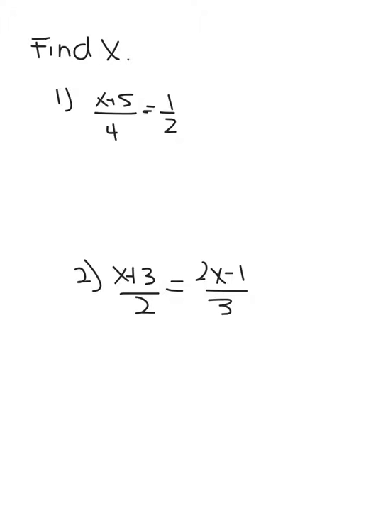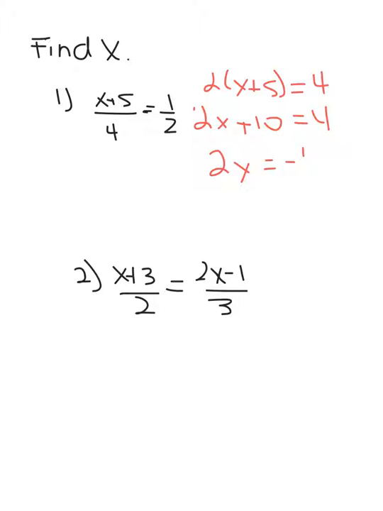Now we're going to use our means extremes property, or cross multiplying, to find the value of x. So in number 1, I'm going to take 2 times the quantity of x plus 5, is going to be equal to 4 times 1, which is 4. Now distribute that 2, so I get 2x plus 10 is going to be equal to 4. Now I'll get x by itself, so I have 2x is equal to negative 6, so x is equal to negative 3.